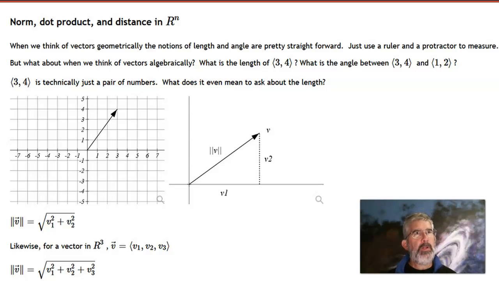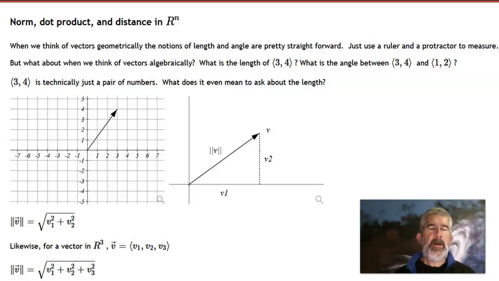But what happens when we are thinking of vectors as pairs or triples of numbers, or in Rn, of course, n-tuples of numbers? How do we talk about the length, right? If we've got a vector 3, 4, it's just a pair of numbers. What do you mean by the length of that? Or what do we mean by the angle between two different vectors? We will come back to the angle between vectors once we've talked about the dot product. So in this video, let's just look at what we mean by the length.